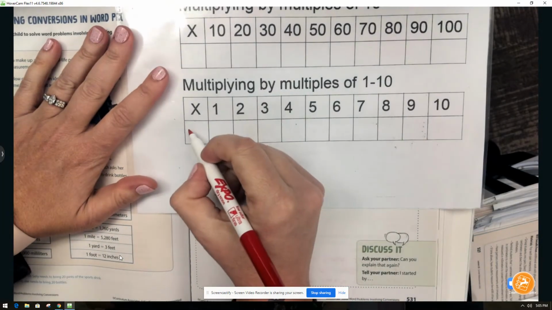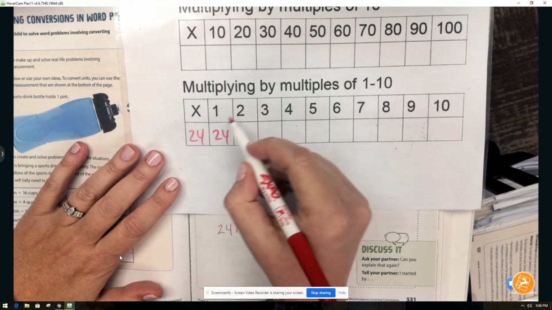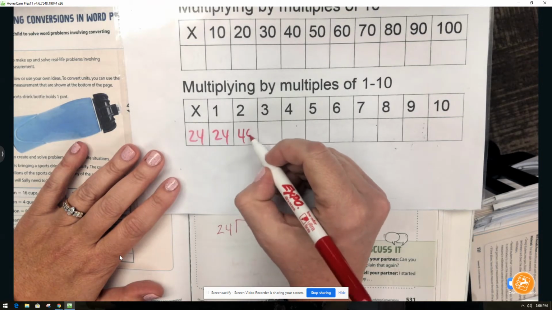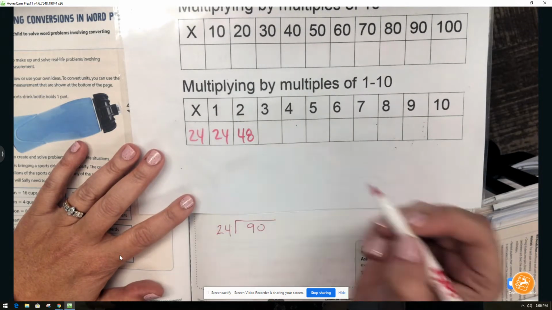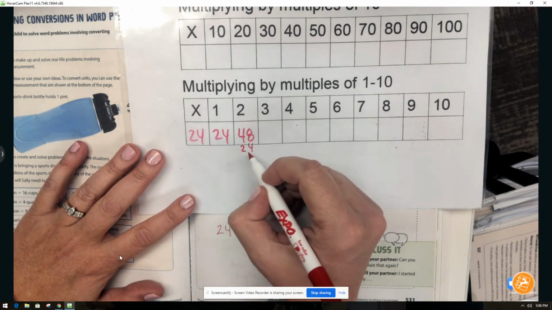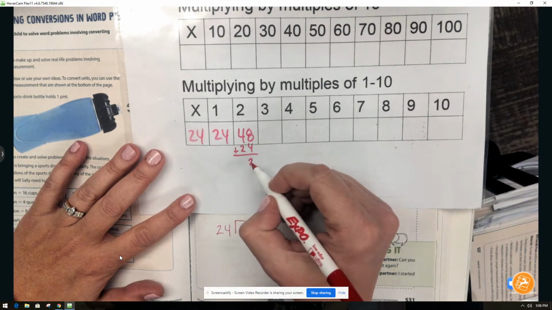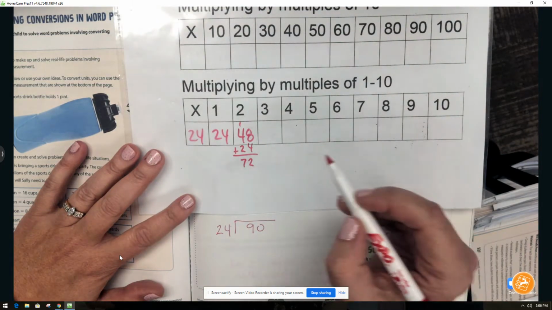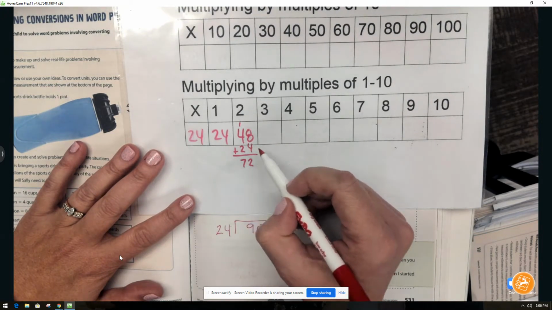So I'm going to find out, all right, 24 times 1 is 24. 24 times 2, I know, is 24 plus 24, which is 48. 24 times 3, I don't know that one, so I'm actually going to go ahead and find out what is 48 plus 24, and I'm going to add that together. 8 plus 4 is 12, 2, carry the 1. 4 plus 1 is 5, plus 2 is 7. All right, that gives us 72.